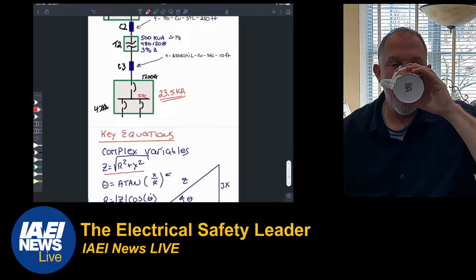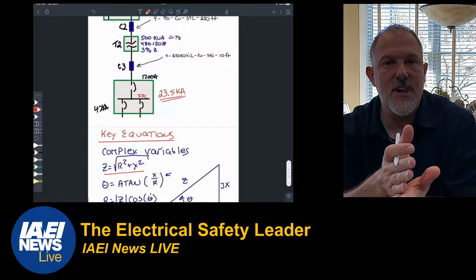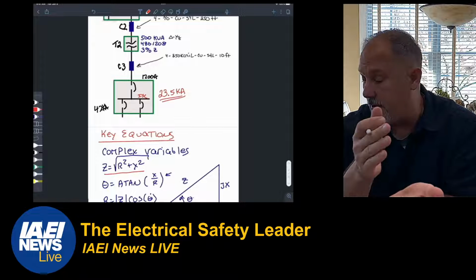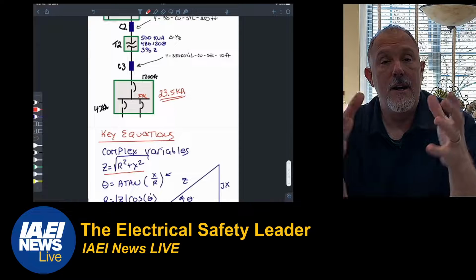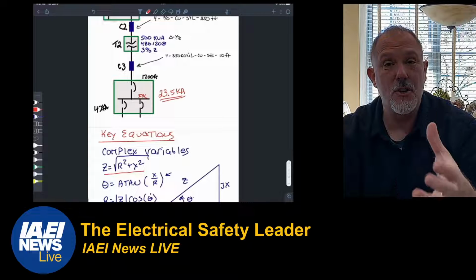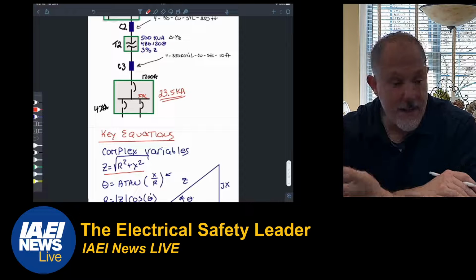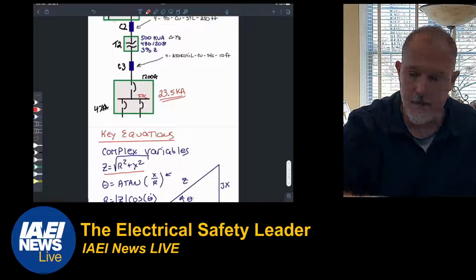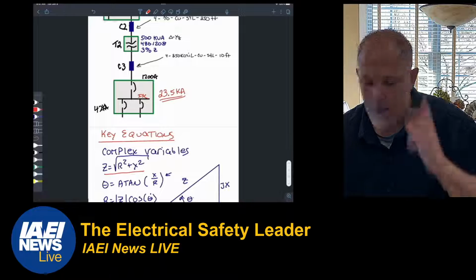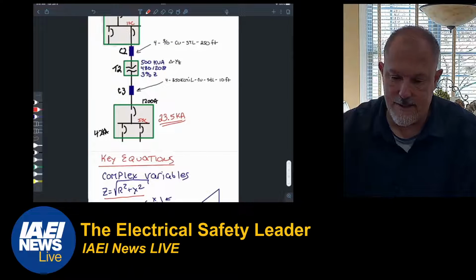So my overcurrent protected device has to be greater than 23,000 amp interrupting rating. My equipment has to have a short circuit current rating greater than 23.5 kiloamps. That's my, now, let's do this. Oh, wait a second.